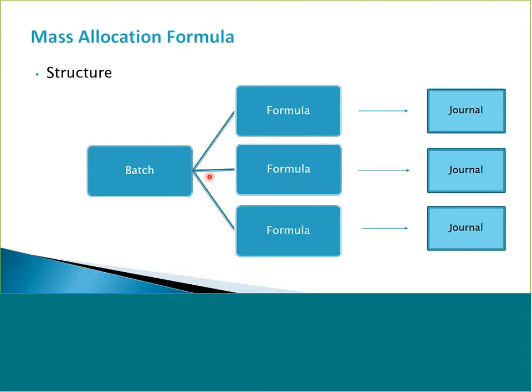So today we are going to continue from there, and first I want us to look at the structure of the mass allocation formula. I believe we took a peek at this yesterday also, but just to continue from here. So this is what the structure of the mass allocation formula looks like. We have a batch that contains one or more formulae, and each of these formulae produces a journal. Okay, so once we use a generate option, the formula that we define produces a journal.